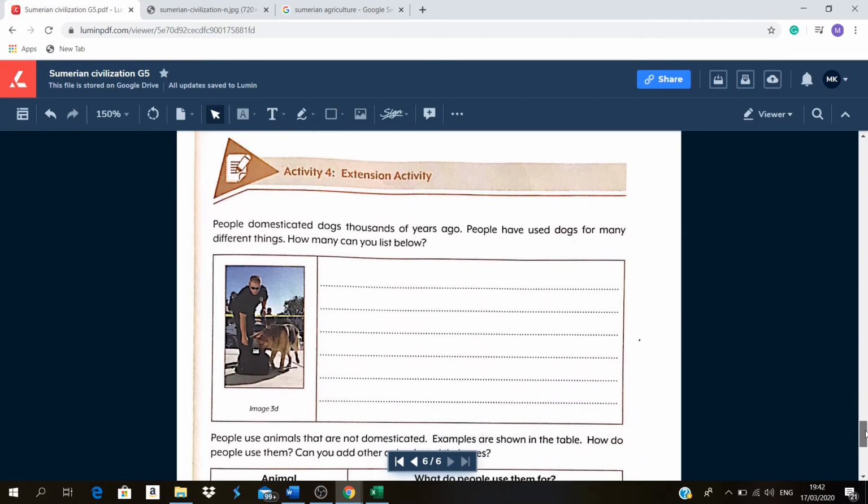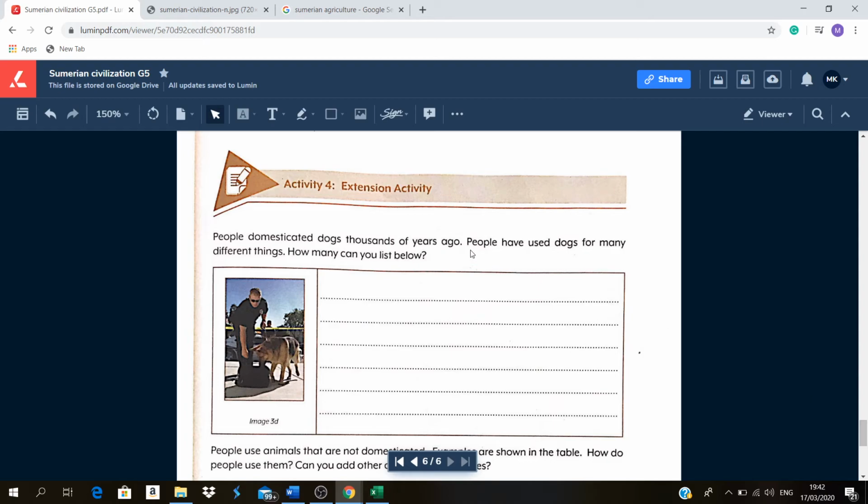So, activity number 4. Extension activity. People domesticated dogs thousands of years ago. People have used dogs for many different things. How many can you list below? I'm going to help you with 2. I want you later on to do the rest.